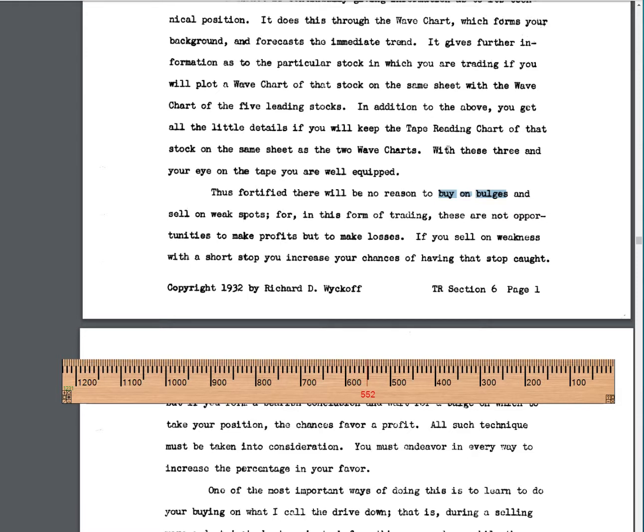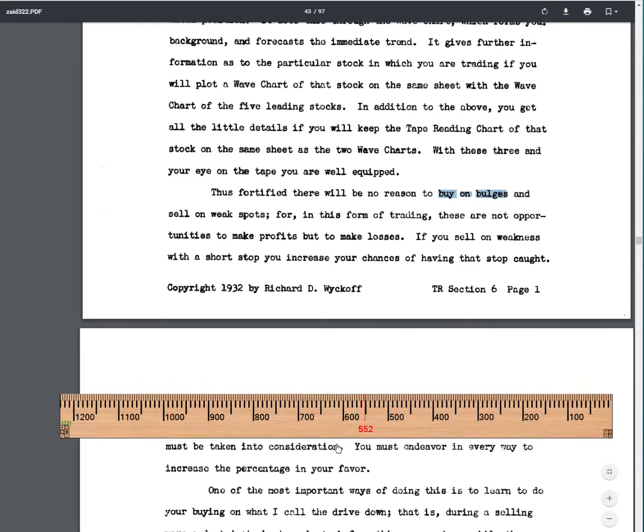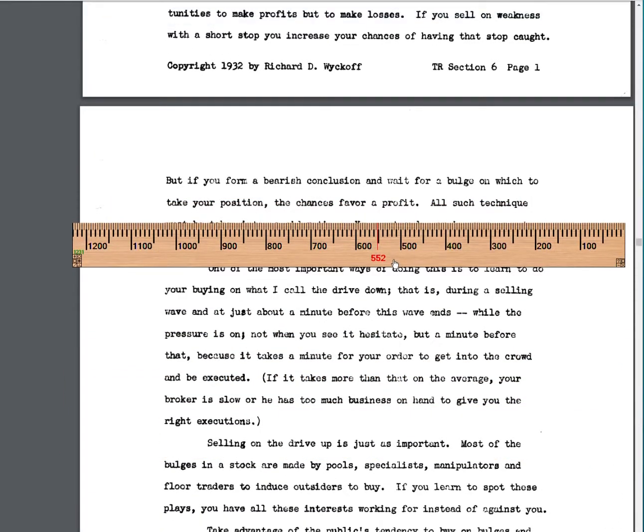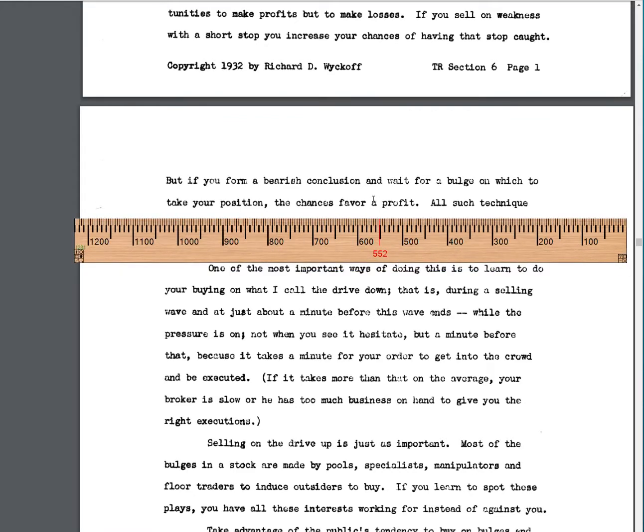And in his approach, he will trade the end of the waves. So he will buy low and sell high. But if you have a bearish conclusion and wait for a bulge to take your position, the chances favor profit. So again, he's saying short the pullback. The bulge is just another word for the pullback.